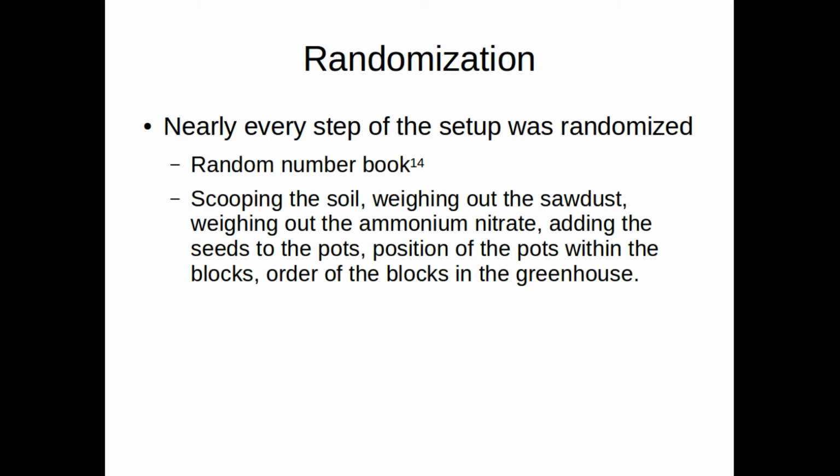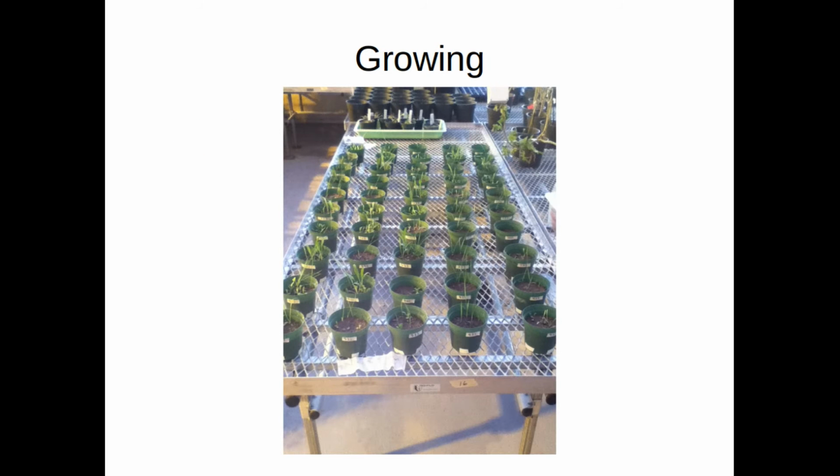Randomization was used while setting up the experiment to help eliminate any accidental trends. The random number table that was used was from the book 1 Million Random Digits with 100,000 Normal Deviates by the RAND Corporation. The procedures that were randomized include scooping the soil, weighing the amendments, adding the seeds to the soil, and where the pots were positioned in the greenhouse. Here is a picture a few weeks into the experiment.